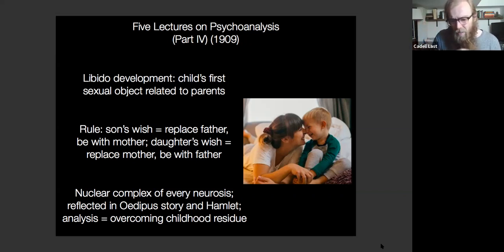And at the same time, he's saying here that this nuclear complex, this very simple, sexuated mechanism, is at the core of our neuroses, and perhaps also our psychoses in the modern context. It'd be interesting to think about the way the neuroses and the psychoses relate to this basic rule he's proposing. But he's also emphasizing that this nuclear complex is observable in mythological stories like the Oedipus story and Hamlet. And that the point of psychoanalysis here is the overcoming of childhood residue, namely the overcoming of this weird complex where a son will want to replace his father, kill his father, and be with his mother, and a daughter will wish to replace her mother and be with her father. And that's the end of part 4.